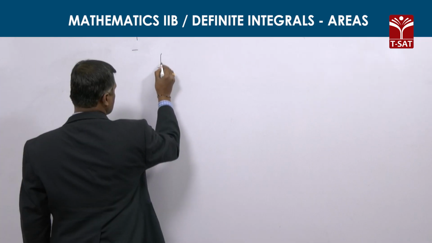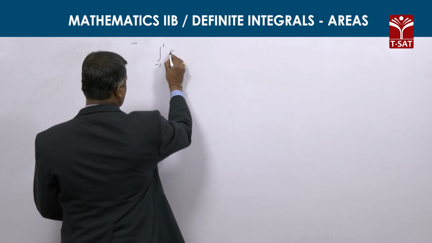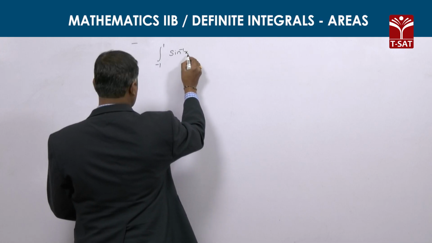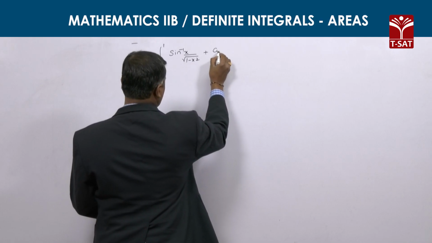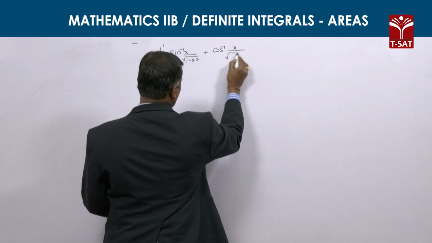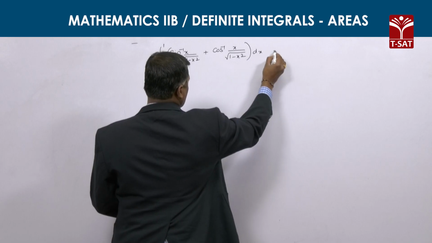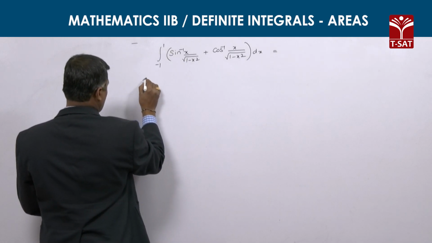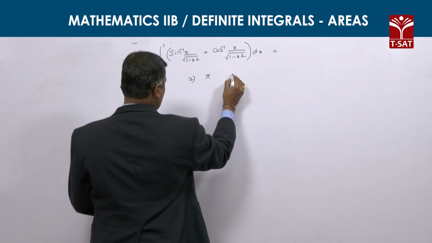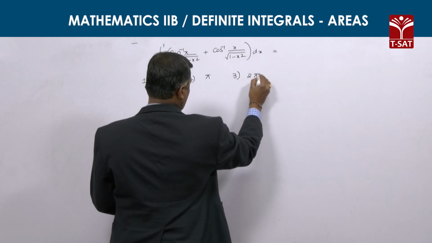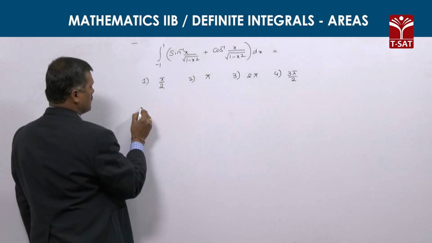Integral of minus 1 to plus 1 of sin inverse x by under root 1 minus x square plus cos inverse x by under root 1 minus x square dx. Options: pi by 2, pi, 2 pi, 3 pi by 2.